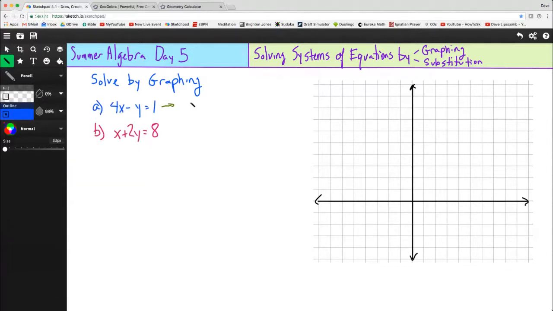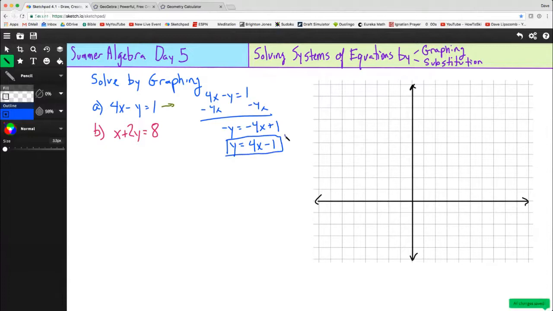So we're going to take 4x minus y equals 1. Let's subtract 4x from both sides, and then we get negative y equals negative 4x plus 1. Then we multiply both sides by negative 1 to make it y equals 4x minus 1. So here's our first equation, and our slope is 4 and our y-intercept is negative 1.